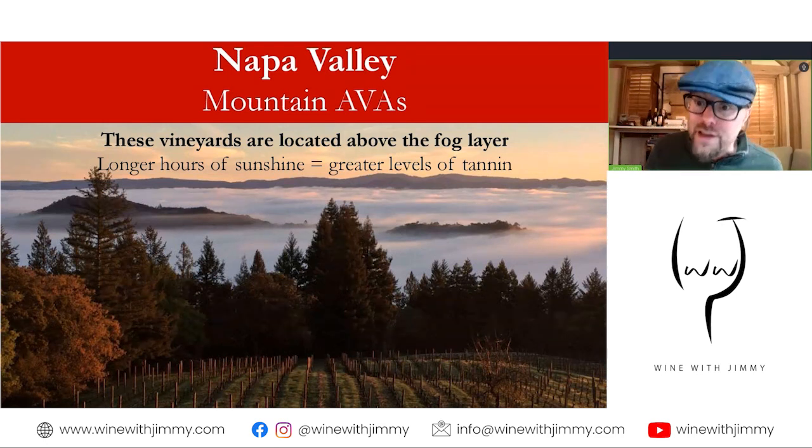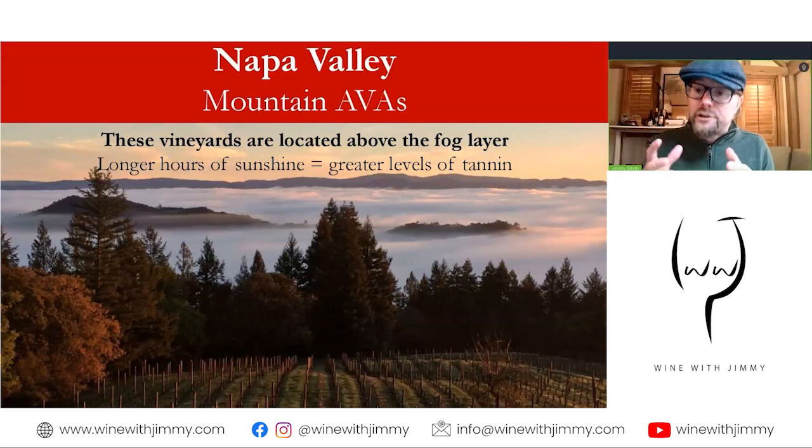Now, we've come here for this presentation to learn about the mountain AVAs. And typically in Napa, we divide Napa Valley between the valley floor, which we went through in the previous video, to the mountain AVAs that we're going through in this video. So that's a very typical divide. So the vineyards in the mountains, either side of the valley floor, so the Mayacamas or the Vaca Mountain range, are generally above the fog layer.